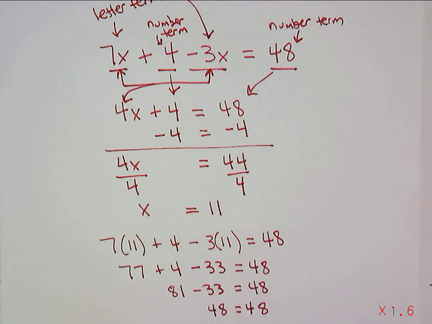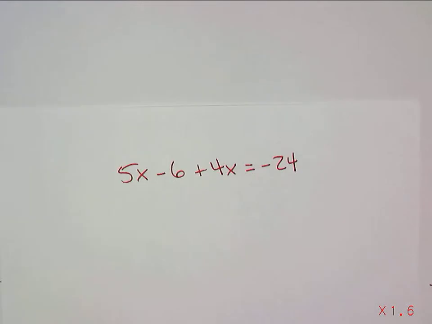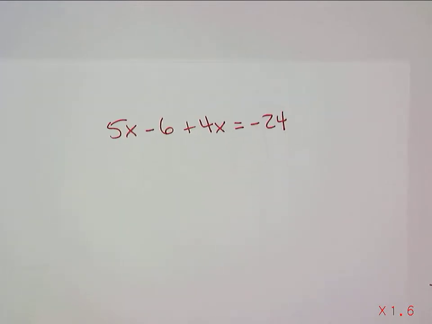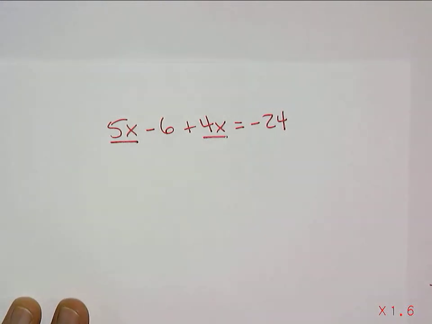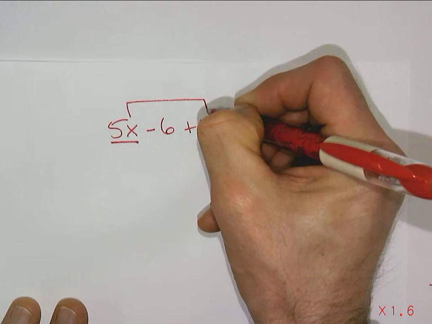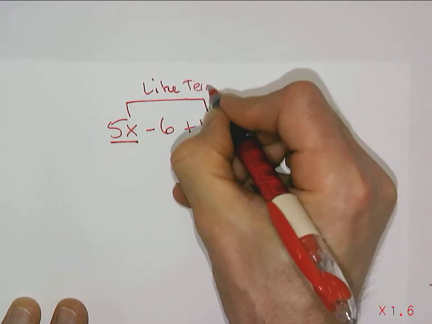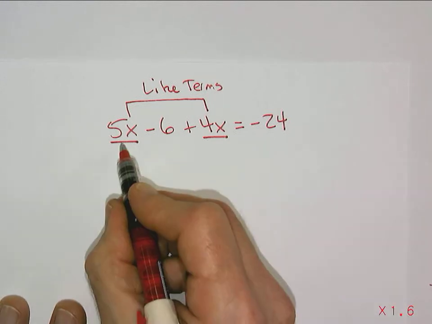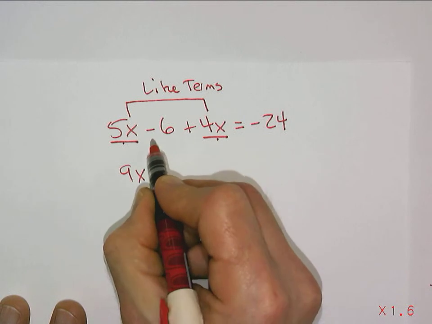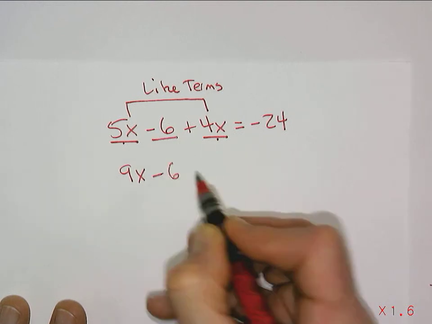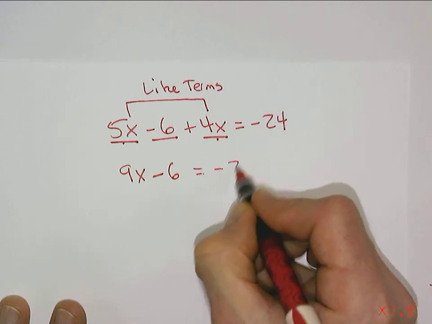And so you can see that it worked. So let's do one more real quick. We'll have like terms figured out. So one more. Again, the idea is I have a letter term and another letter term. They are like terms. And if I have like terms, I can combine like terms. 5x and 4x is 9x. I didn't do anything to the number term, so I'm just going to bring it down. 9x minus 6 equals negative 24.